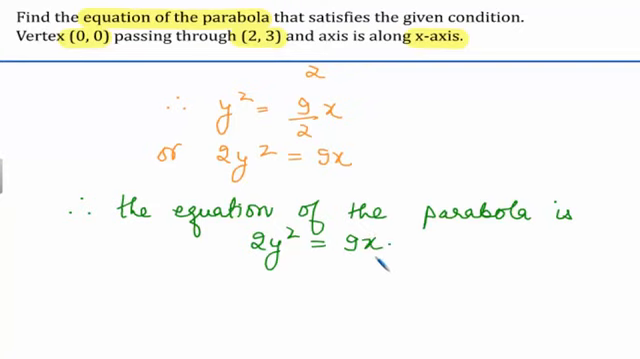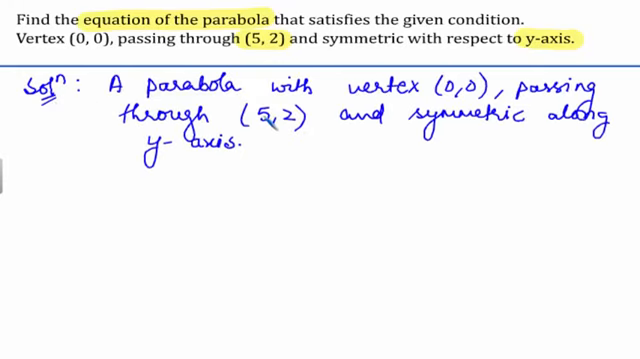In this question, we have to find the equation of the parabola that satisfies the given condition, and the condition is that the vertex of the parabola is (0, 0) and the parabola is passing through the point (5, 2) and is symmetric with respect to the y-axis. Let's begin with the solution. And here we are given a parabola with vertex (0, 0) and passing through the point (5, 2) and is symmetric along the y-axis.